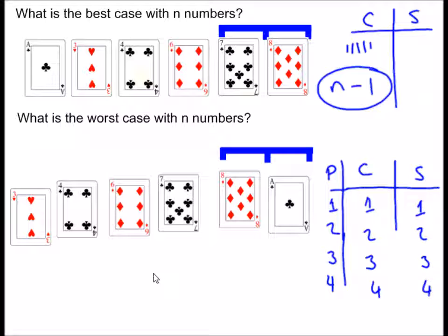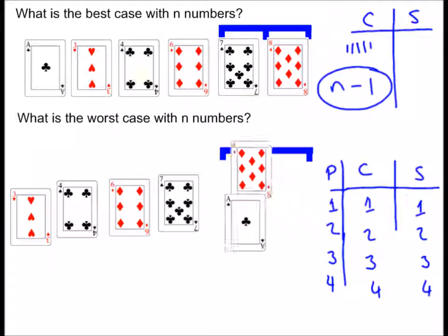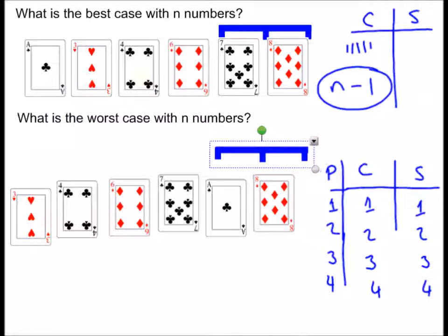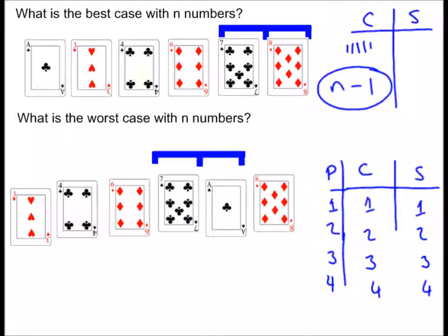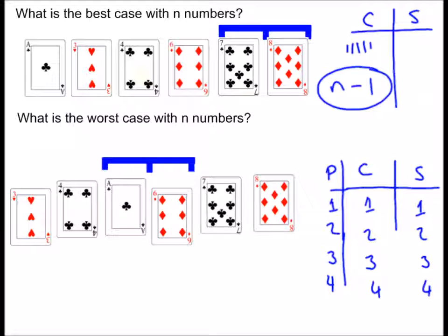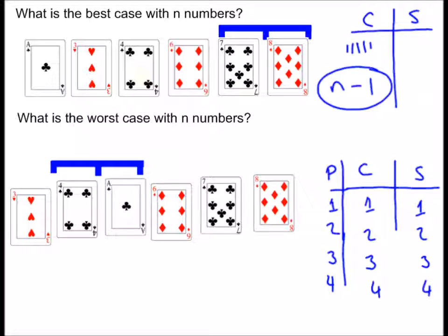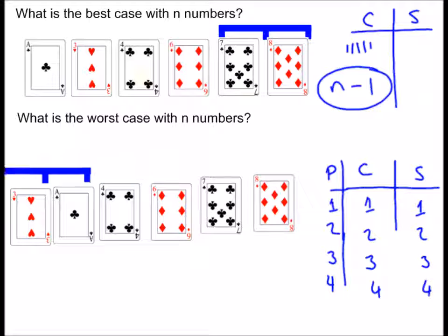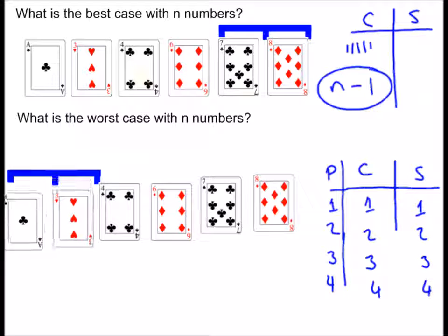And then the last one, I compare my 8 and my 1 and I swap them. I compare my 7 and my 1 and I swap them. I compare my 6 and my 1 and I swap them. I compare my 4 and my 1 and I swap them. I compare my 3 and my 1 and I swap them. So in pass 5, I do 5 comparisons and 5 swaps.